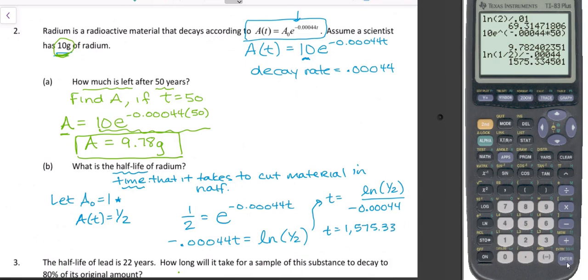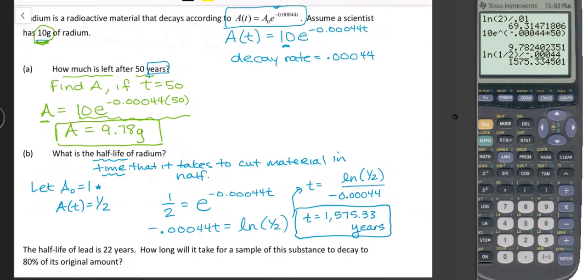And again, this was time. And it didn't tell me what time, well, it did in part A. I guess it indicated that it was years. So my time is 1,575.33 years. So over 1,500 years just to cut that amount of radium in half. So not something you'd want to build your house next to.